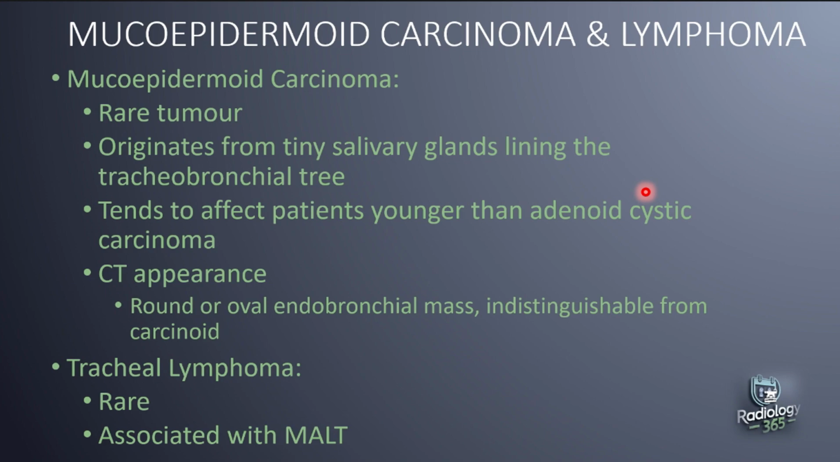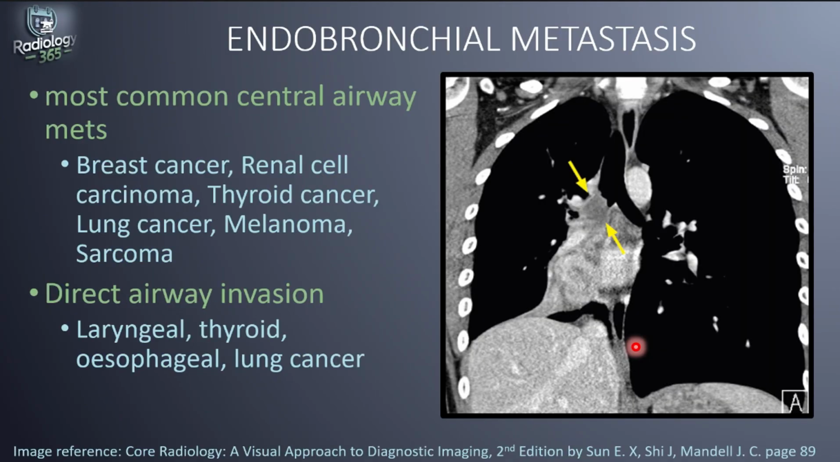Now, the next one is tracheal lymphoma, which is also rare, and this is usually associated with mucosa-associated lymphoid tissue, or MALT, and this is also a very low-grade malignancy. Now to endobronchial mets: breast cancer, renal cell carcinoma, thyroid cancer, lung cancer, melanoma, and sarcoma are the most common malignancies to metastasize to the central airways.